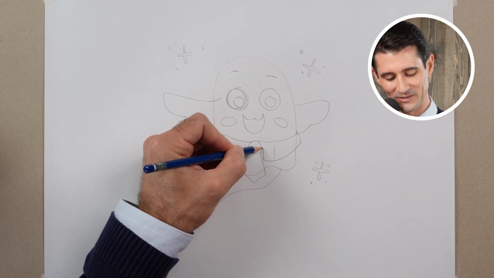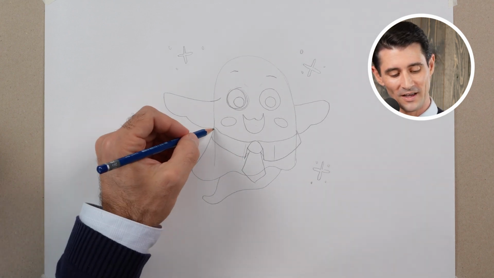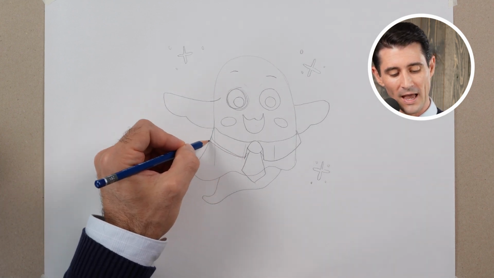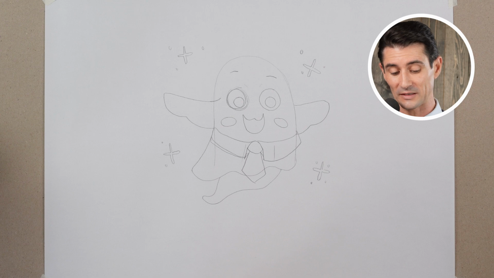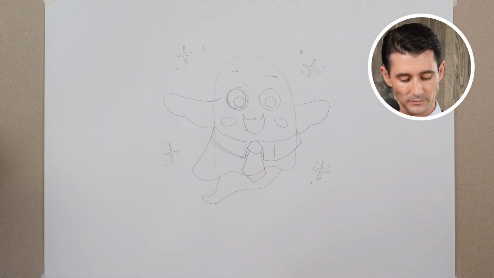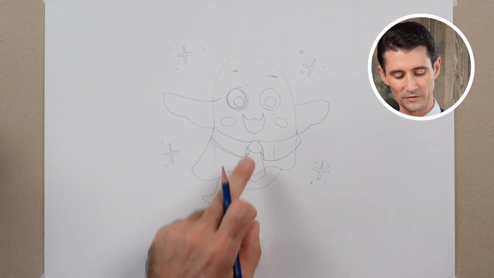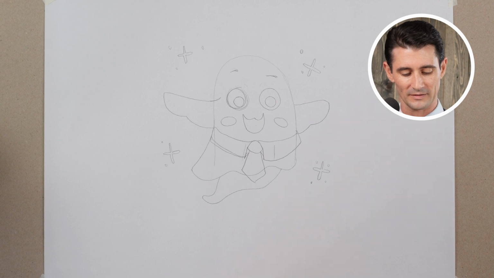And you could use your imagination for this. You do not have to have your ghost wearing a tie. Your ghost can be wearing a hat. It can be wearing makeup. It could be wearing pants. It could be doing something silly, or it could be just the way you have it. Okay, so this is my tie and this is the collar, and I think I'll leave it as that.